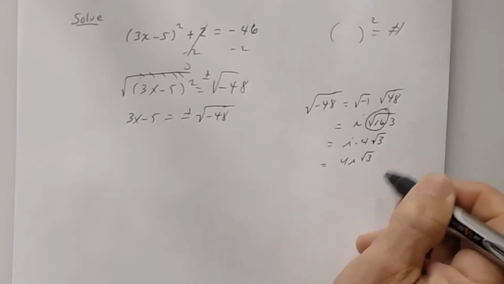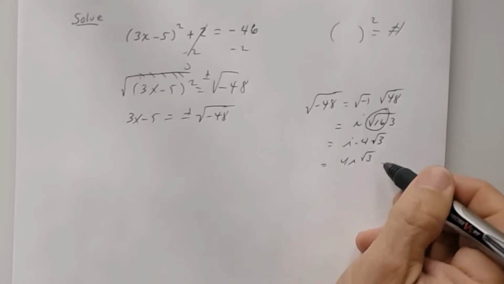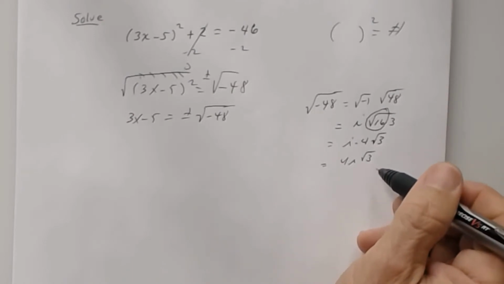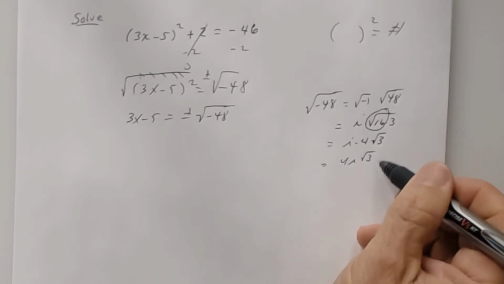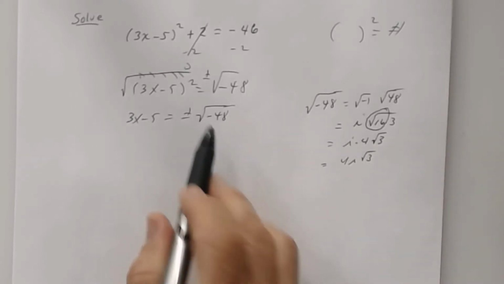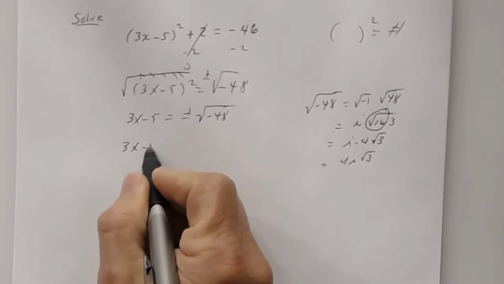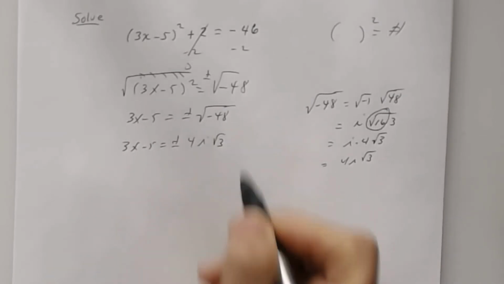You can put the i on the outside after the radical, but some of you make it look like the i is underneath the radical. If it looks like it's underneath, it's incorrect. So make sure that if you put it on the outside, it actually looks like it's on the outside. So this becomes 3x minus 5 equals plus or minus 4i square root of 3.